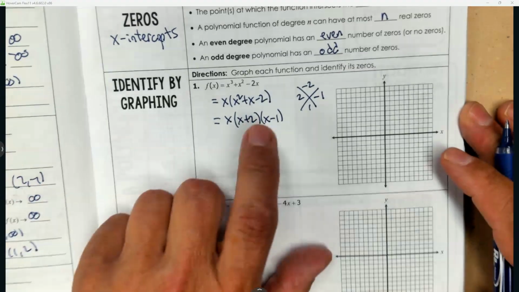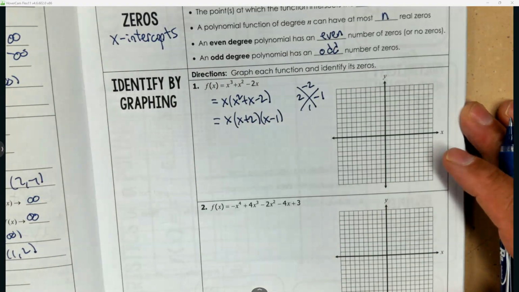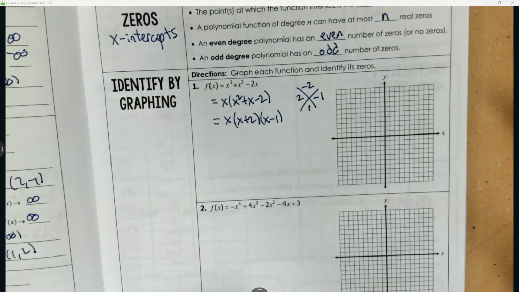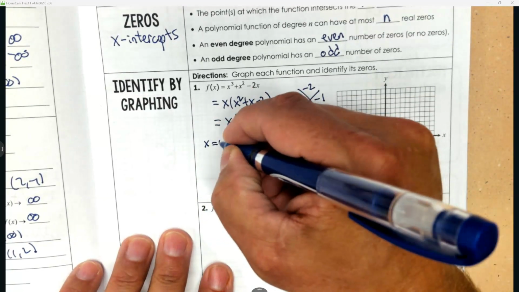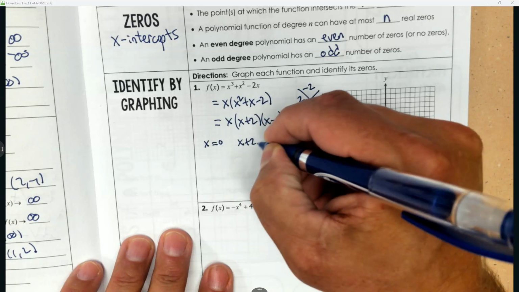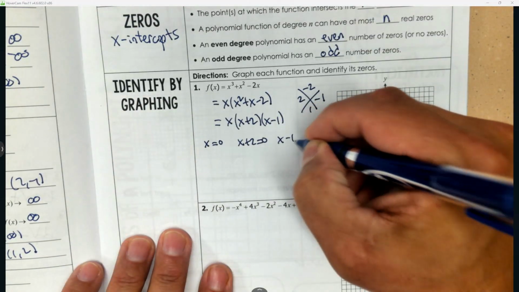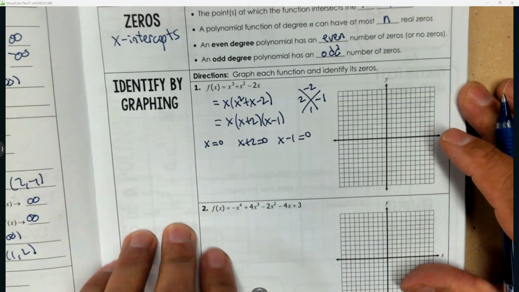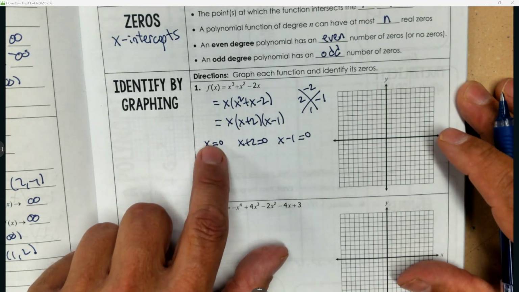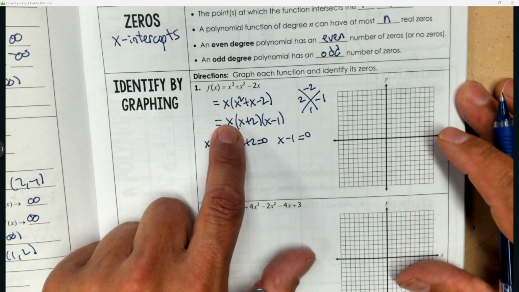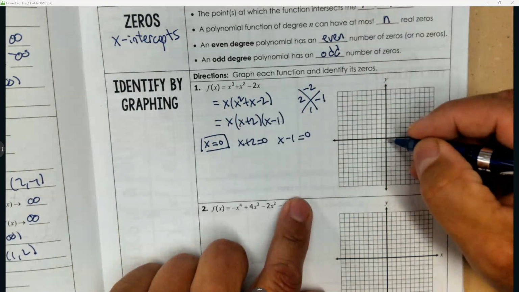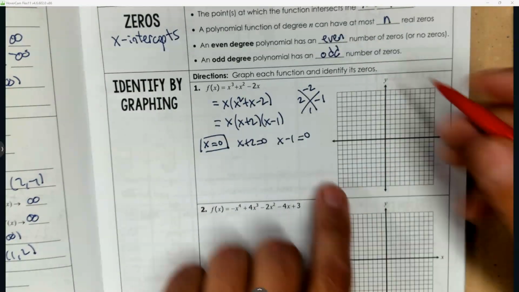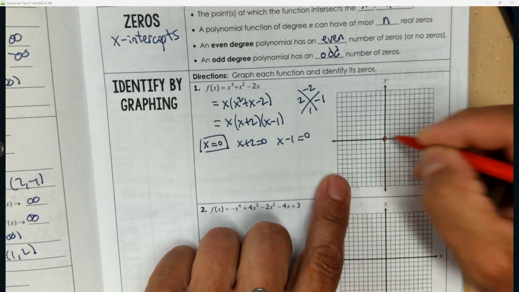Now, to understand the zeros here, you can take each factor and make it equal to 0 and solve it as an equation. So it's called a zero because that number makes the equation 0. So if I just take x and make it equal to 0, boom, there is an x-intercept. I'm going to put that on my graph. I'm going to do it in red. So I'm going to find 0. That's right in the middle.